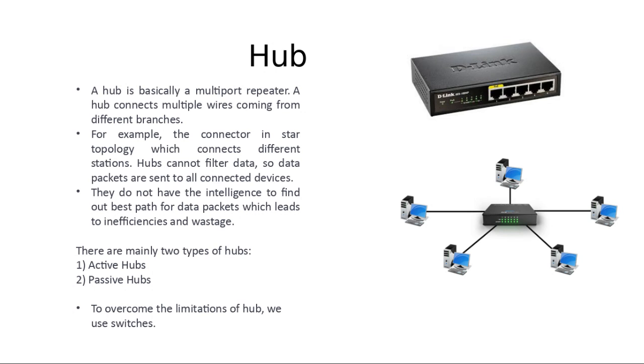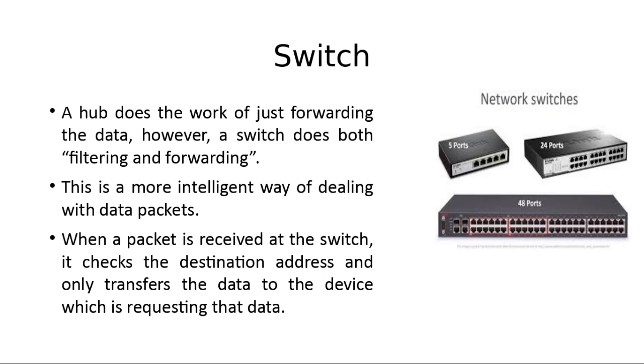One amplifies the signal and which one does not. Okay, next device, switch. Now, whatever limitations the hub has, those limitations are overcome in case of a switch. Now we have written that the hub does the work of just forwarding the data, but a switch on the other hand does both filtering as well as forwarding. So hence it is more intelligent as compared to a hub.